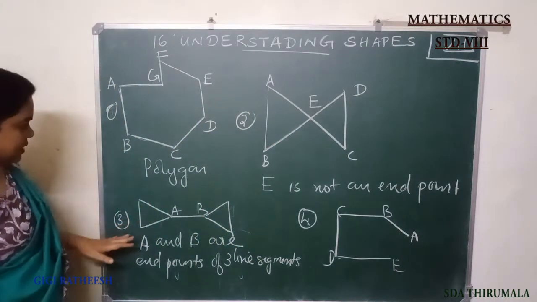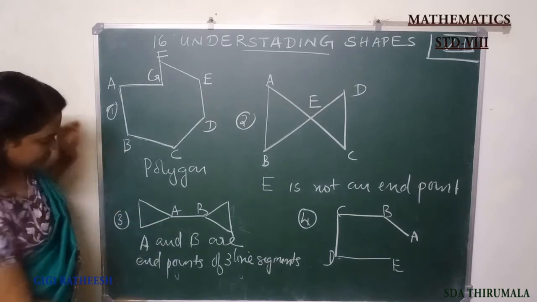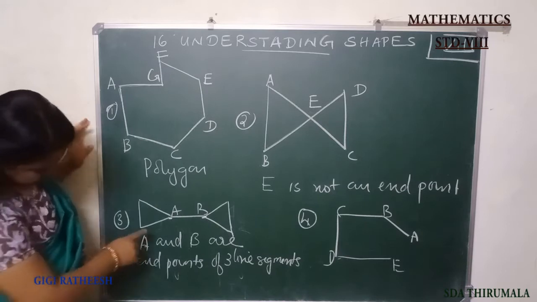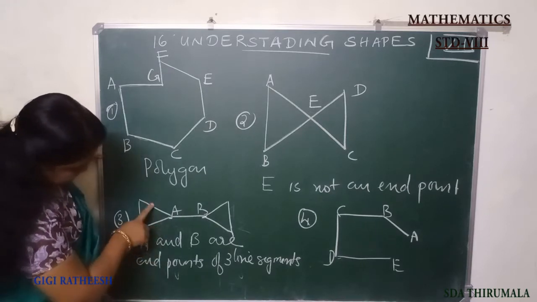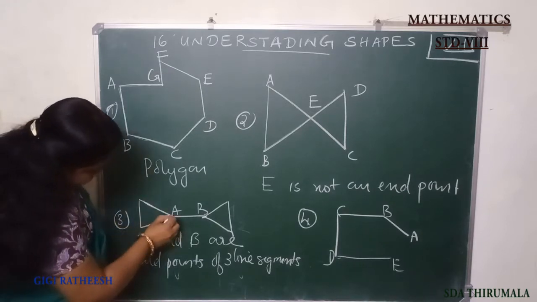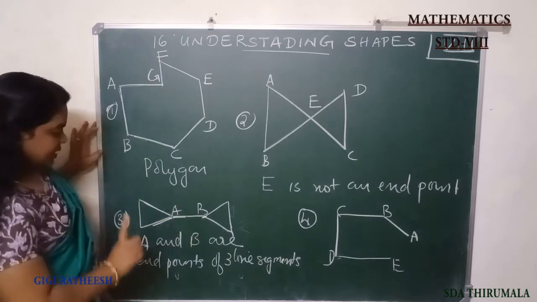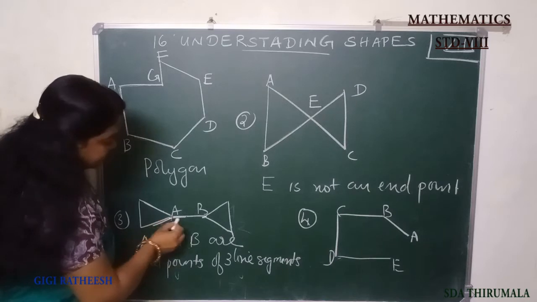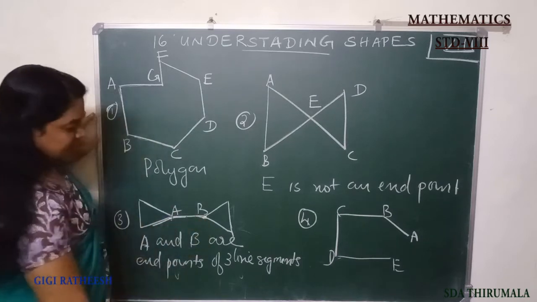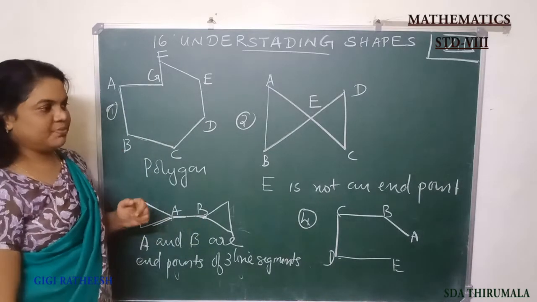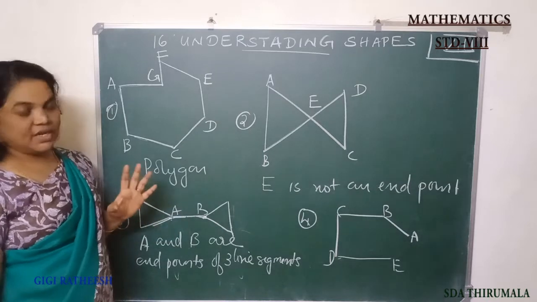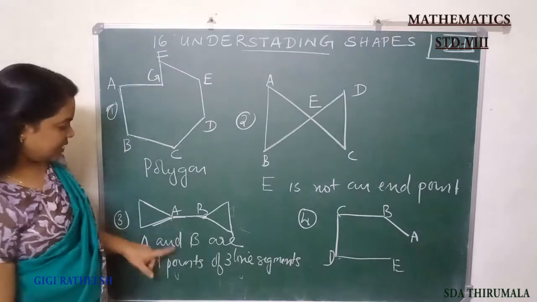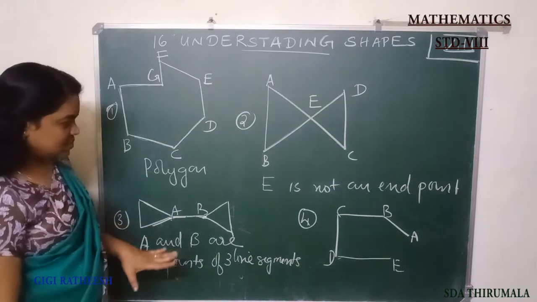And then the third one. Here this is a point A and this is a point B, and look here, there are 3 line segments. This is one, this is the second one, and the third one. Each endpoint has 3 line segments: A has 3 line segments and B has 3 line segments. As per the conditions, a polygon should have each endpoint with only 2 line segments. Here there are 3 line segments, so this is not a polygon.